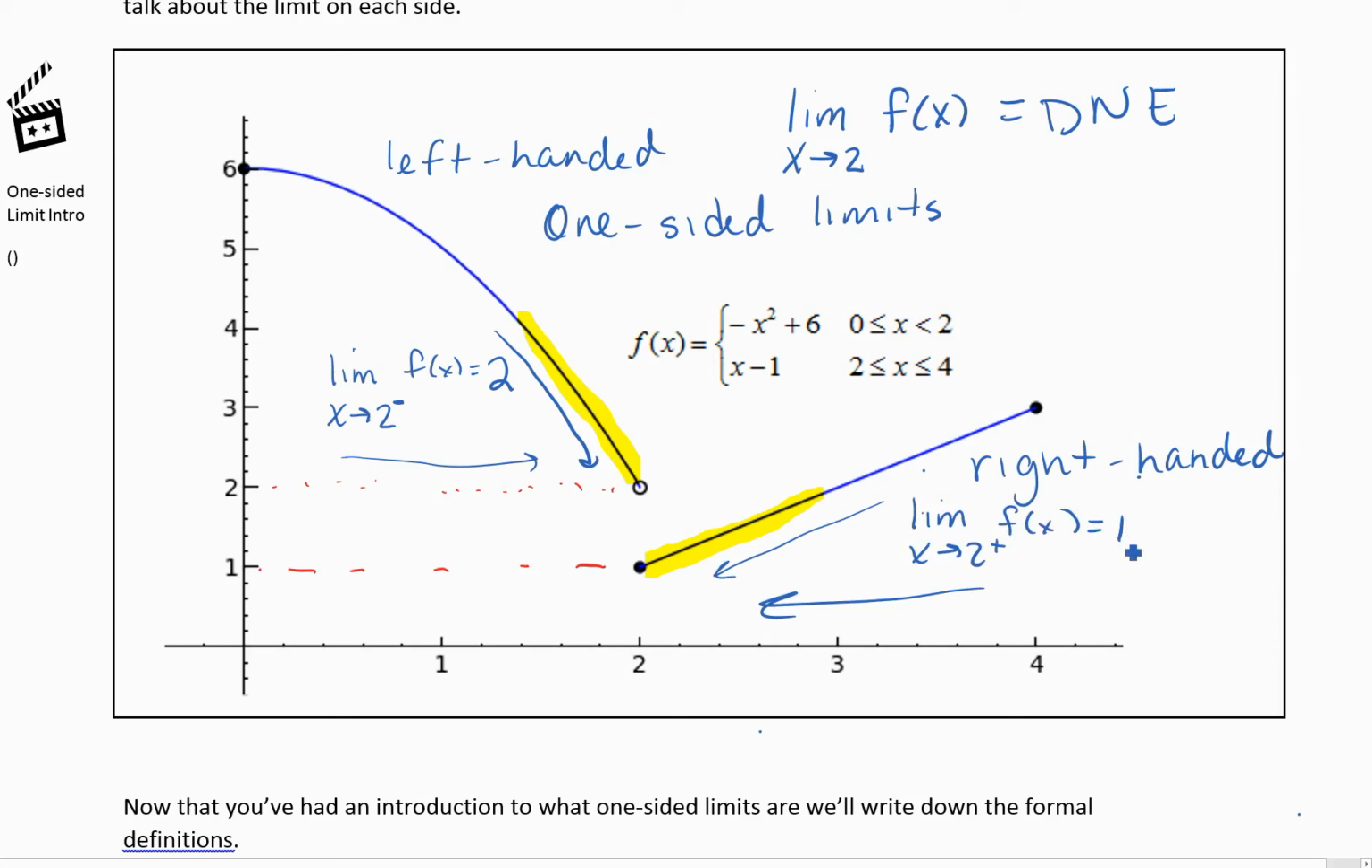Okay, so anytime your limit does exist, the left-handed and the right-handed limit have to be the same. But when the limit doesn't exist, we can talk about the one-sided limits, and they're probably not going to be the same.